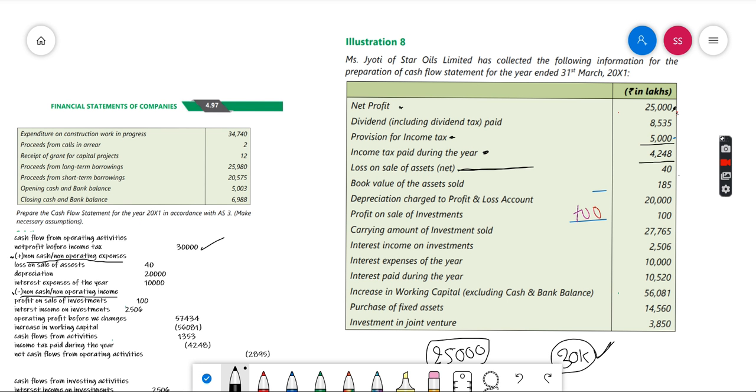So put it here. In the P&L account you might have debited it, that means you might have deducted it, so now we are adding it back, and it is non-operating, not related to your operations. So we are done with this. Now depreciation charged to P&L account, which is 20,000. This is a non-cash item. In the P&L account you might have deducted it, so now we need to add it back. So here 20,000.